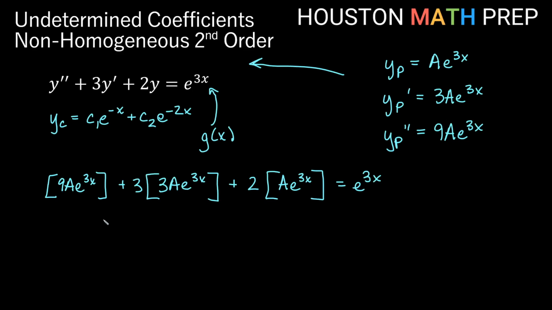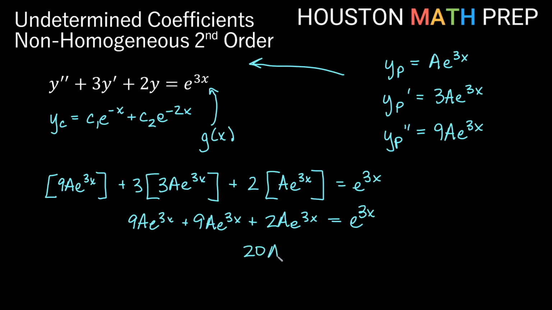These are all going to be like terms over here, right? So we get 9a e to the 3x plus another 9a e to the 3x plus 2a e to the 3x is equal to e to the 3x. Combining all of those, we get 20a e to the 3x is equal to e to the 3x. And now just compare your coefficients, right? I have 20a over here. What's my coefficient here? This is really like a 1 here. So that tells me then that 20a is equal to 1, dividing by 20, of course. We'll get a equals 1 over 20.